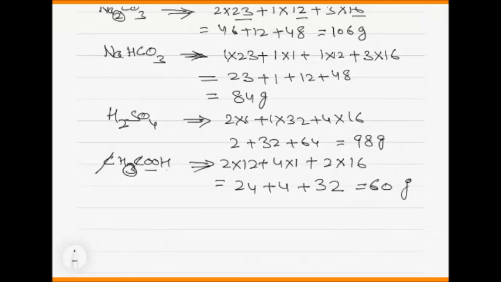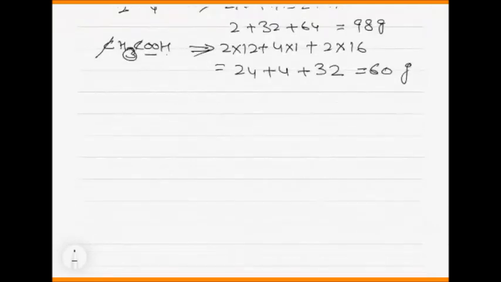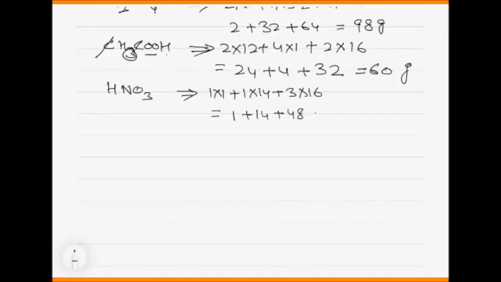After acetic acid, CH3COOH, we go for nitric acid. So nitric acid is HNO3. So HNO3 means 1 hydrogen into 1 plus 1 nitrogen into 14 plus 3 oxygen into 16. So this is 1 plus 14 plus 48. If you total them up, this comes out to be 63 grams.